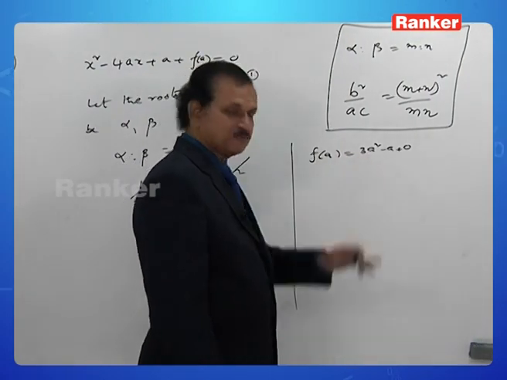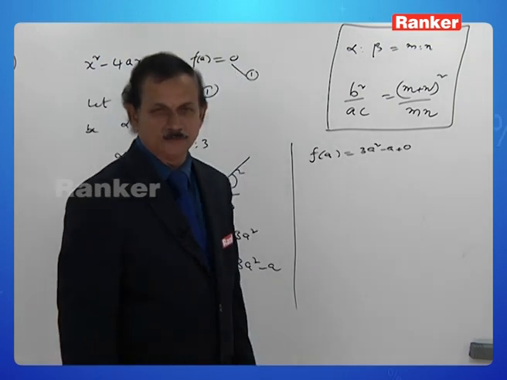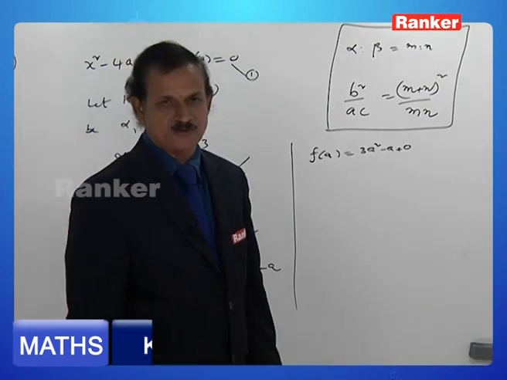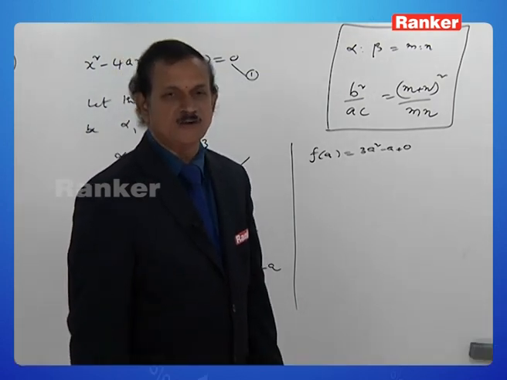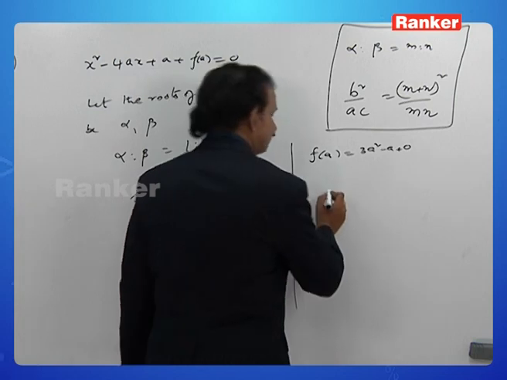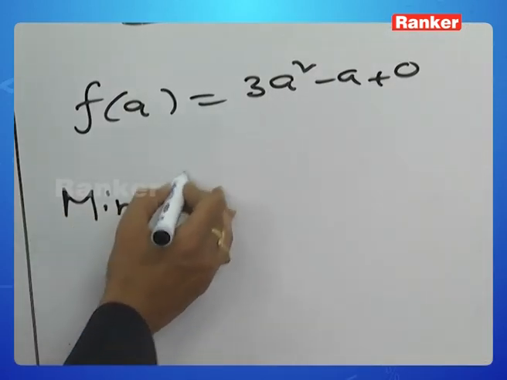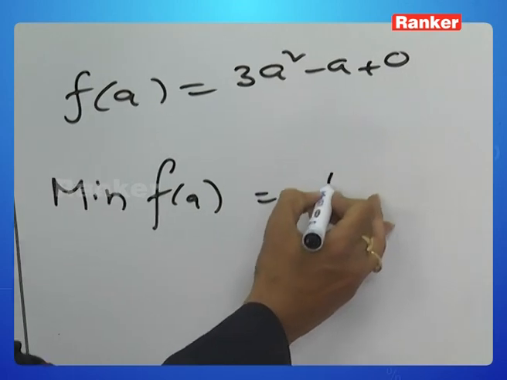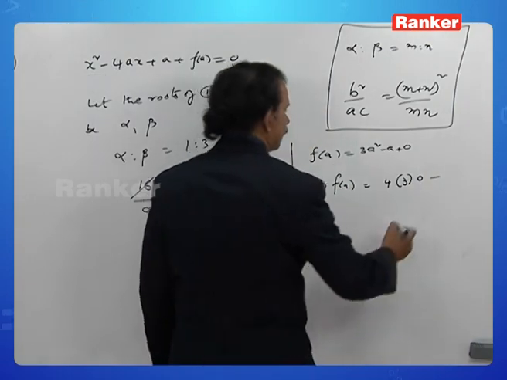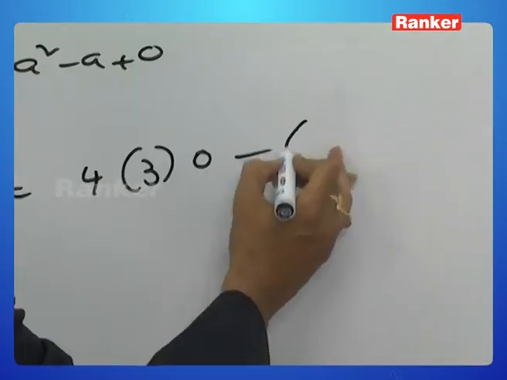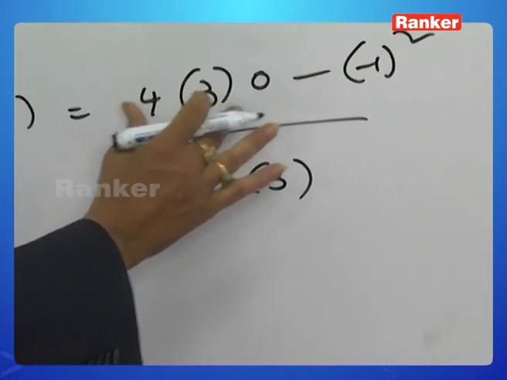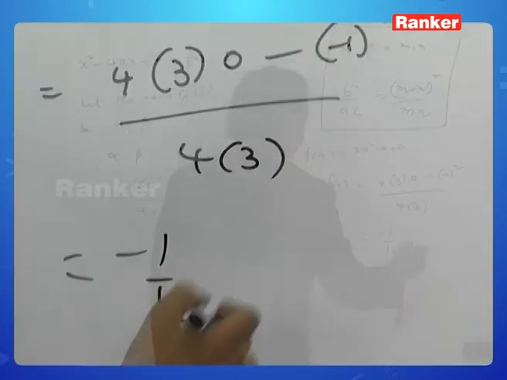As the coefficient of a square is positive here, this is supposed to have the minimum value. And from our earlier knowledge of quadratic expressions, the minimum value of a quadratic expression, if at all it does exist, is 4ac minus b square by 4a. Therefore, the minimum value of f of a is equal to 4ac minus b square by 4a. This is nothing but, with c being 0 and b being minus 1, minus 1 by 12.